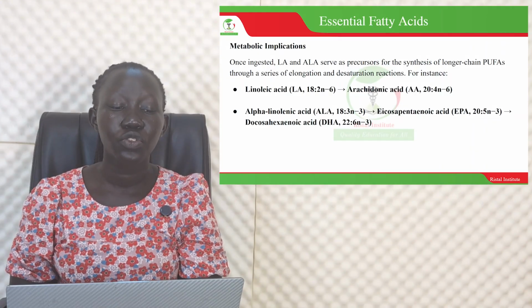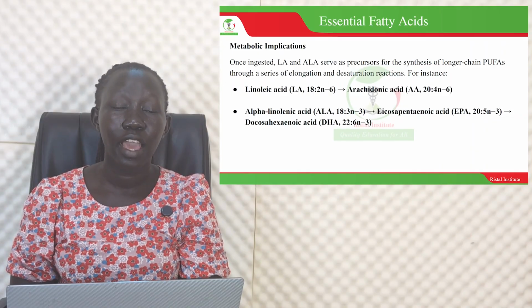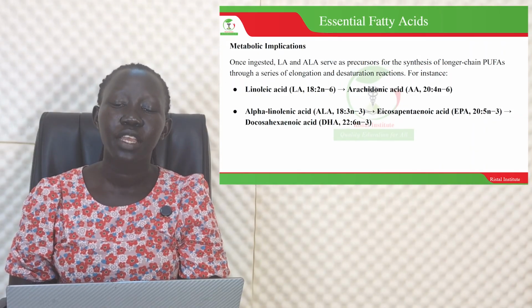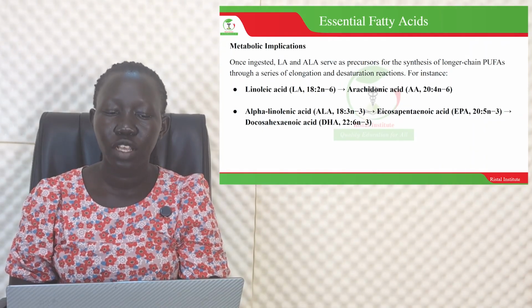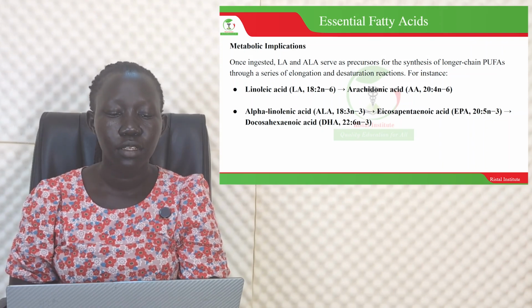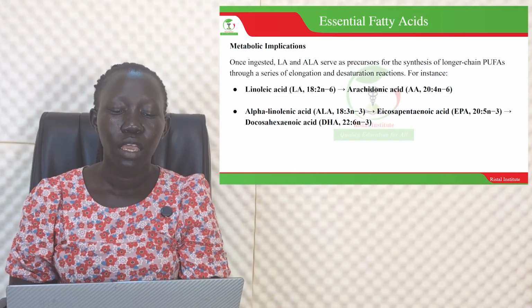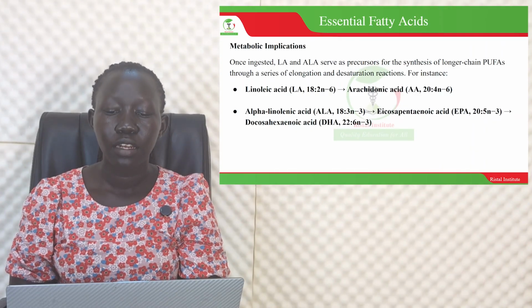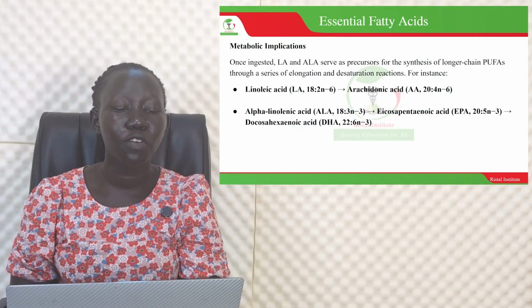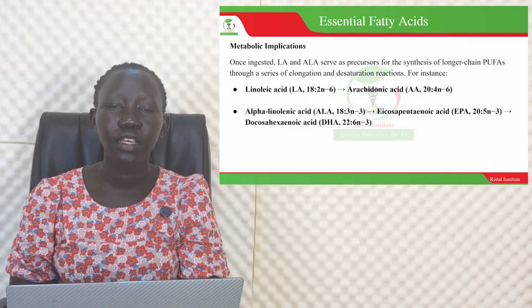The metabolic implications of this: once ingested, linoleic acid and alpha-linolenic acid will serve as precursors for the synthesis of longer chain polyunsaturated fatty acids through a series of elongation and desaturation reactions. For example, linoleic acid can be converted to arachidonic acid. Then alpha-linolenic acid can also be converted into eicosapentaenoic acid. And this eicosapentaenoic acid can further be converted into docosahexaenoic acid.